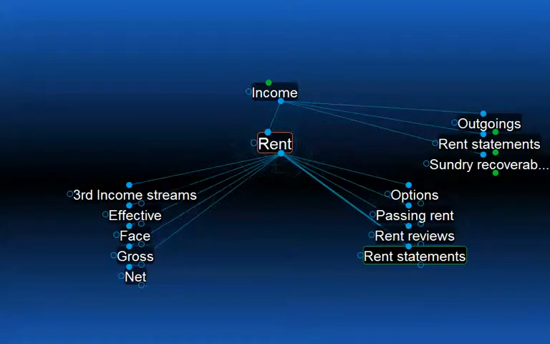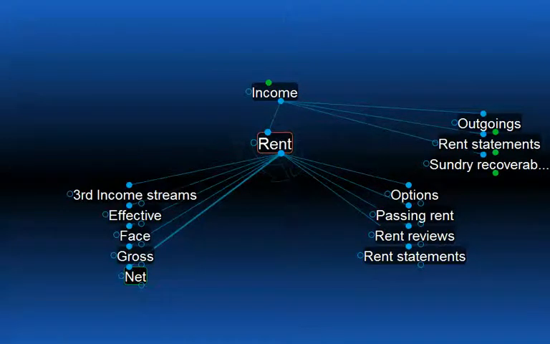I'd want to check that they are accurate based on the current passing rent and also based on the outgoings that are actually being paid, the outgoings that I went through here before. So look at the passing rent, look at the outgoings, and then consider that the rent statements are correct and accurate. So let's go over here and just cover a couple of other issues.